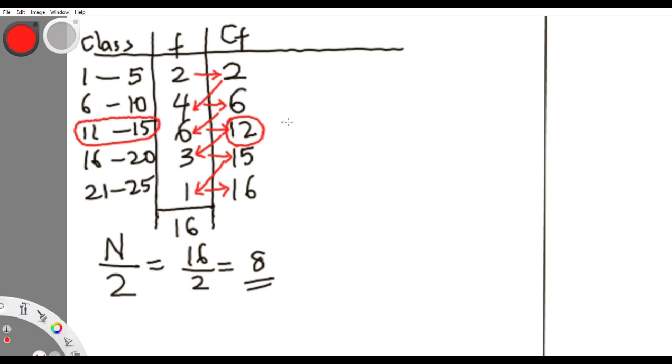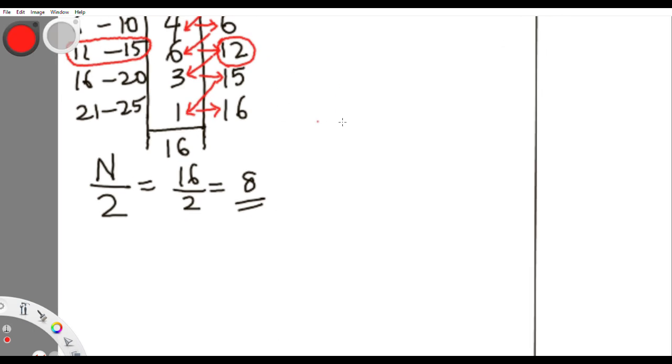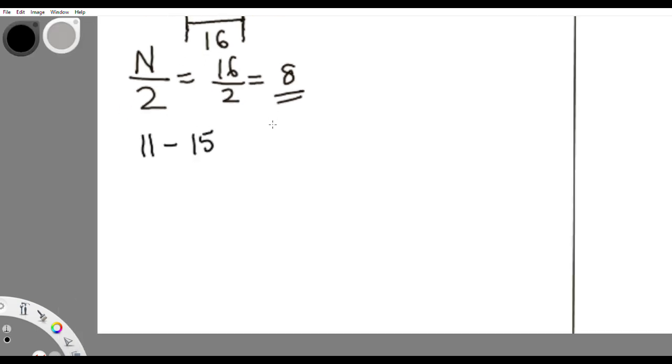We can then say this is the median class. Okay? So we already know the median class. Now let's begin to work with that. 11 to 15. So first and foremost, we need to know the lower class boundary, since we remember L1 for the median class is one of it.